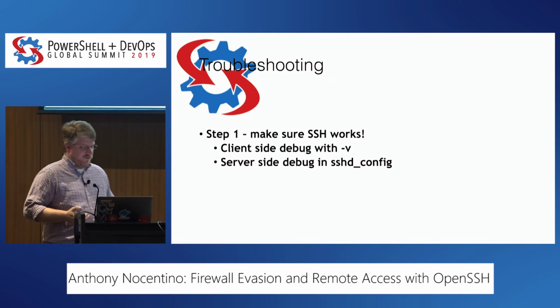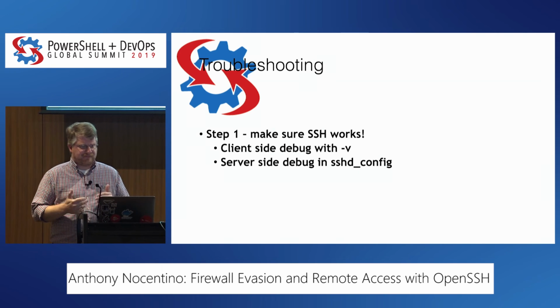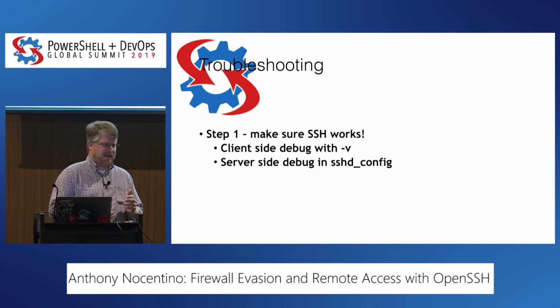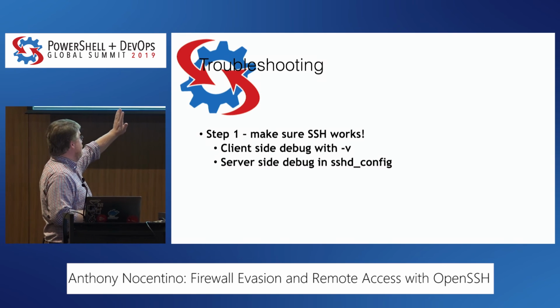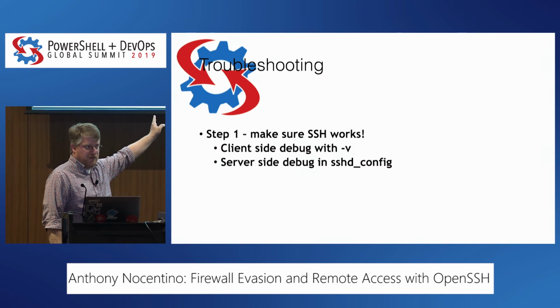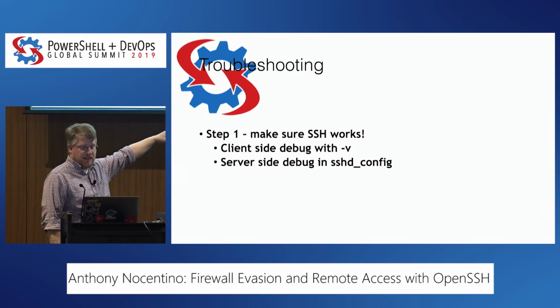So if you go do these things, out of the box you might have some stumbling blocks, and pretty much this is all you need to know about troubleshooting SSH. You use -v on the client side, or on the server side in SSHD config there's a debug level that you can increase that writes to a log file.